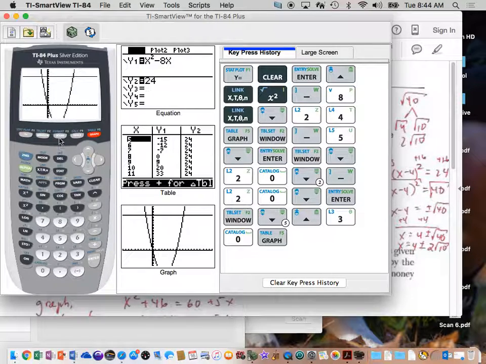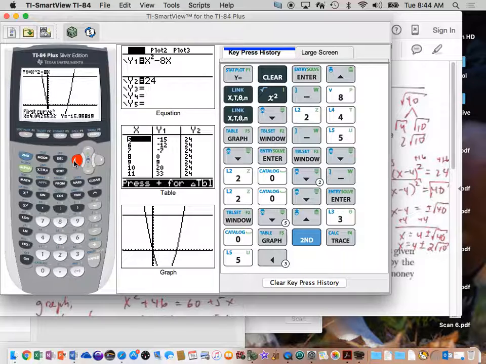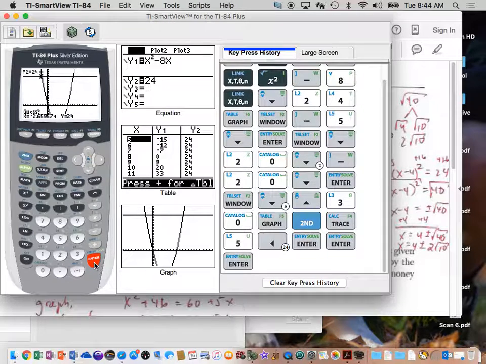So now I'm going to go to calc, and I'm going to do an intersect, which is 5. All right, so where's the little blinking bug? It's at the bottom of the curve. Come on, keep going. I want to get near that point on the left. And see how it says first curve? I'm going to hit enter. Then it says second curve, enter. I'll hit enter again. And then guess, enter.